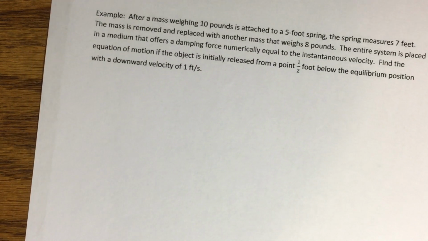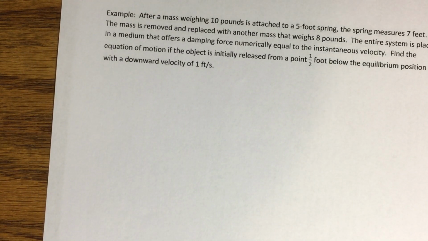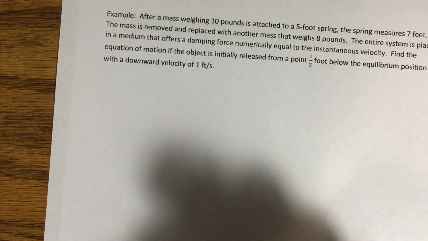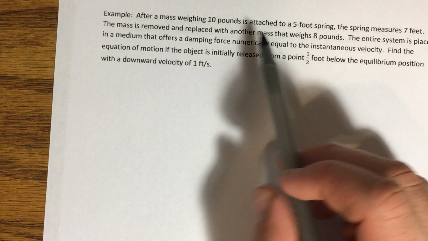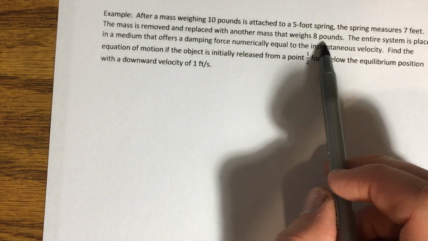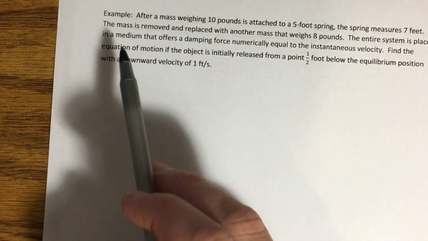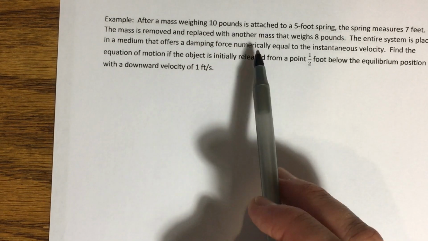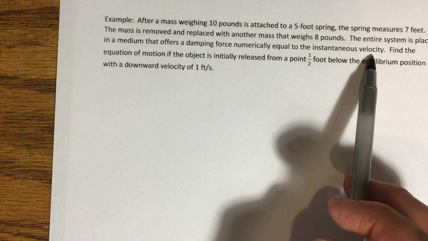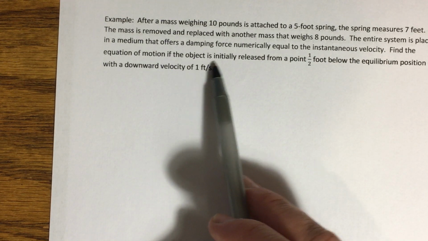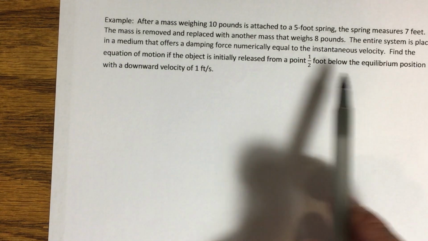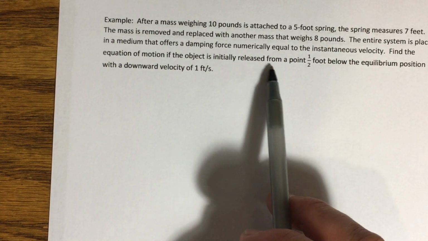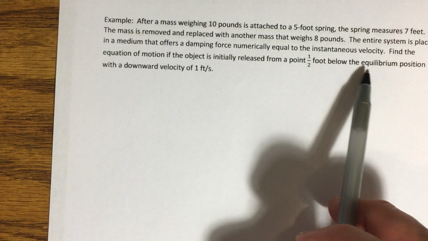No. So we're looking at another example here. After a mass weighing 10 pounds is attached to a 5-foot spring, the spring measures 7 feet. The mass is removed and replaced with another mass that weighs 8 pounds. The entire system is placed in a medium that offers a damping force numerically equal to the instantaneous velocity. Find the equation of motion if the object is released from a point half a foot below the equilibrium position with a downward velocity of 1 foot per second.